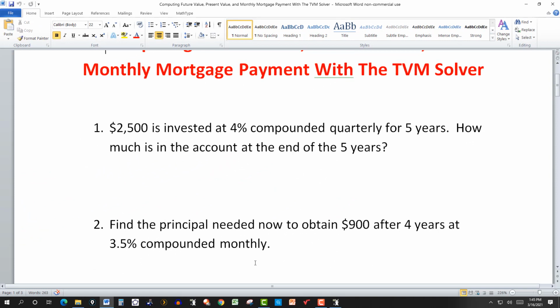Okay, let's go to the next one here. Find the principal needed. When it says principal needed, that's actually asking for the present value. To obtain $900 after 4 years at 3.5% compounded monthly. So they're asking, in 4 years you want to have $900 in a specific account. What can you invest or deposit now in that account at 3.5% compounded monthly in order to have that $900? So let's go back to the calculator.